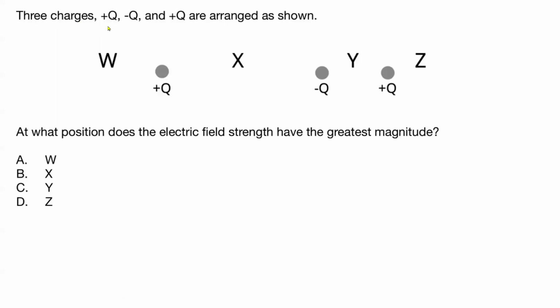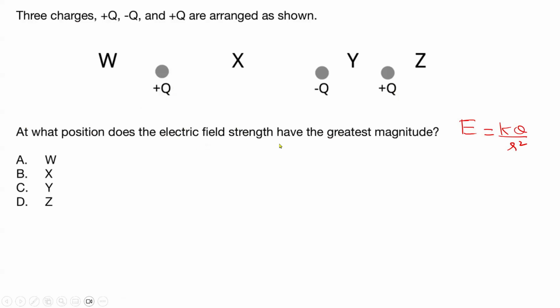We have been given three charges: plus q, minus q, and plus q, all arranged as shown. We need to find a position where the electric field strength has the greatest magnitude. To begin, remember the formula for electric field strength is kq by r squared. So let's write down E is equal to kq by r squared.